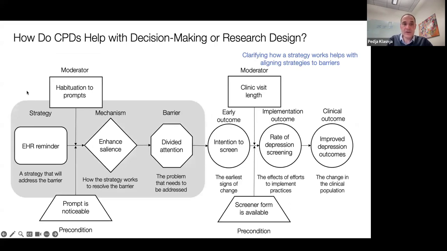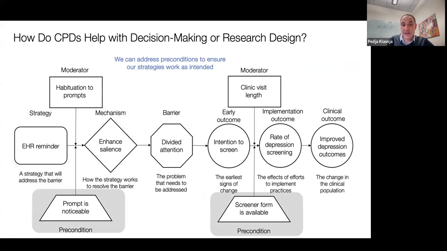So with these kinds of diagrams, you can answer a number of questions, right? The stem of the diagram can help us clarify how a strategy works, to help align strategies to barriers, right? So you can try to say, okay, can I make a plausible case that this particular strategy is going to affect this barrier? And so we've been thinking of this notion of mechanism as a key construct through which to make that claim, right? If you cannot come up with a plausible mechanism through which a strategy would address a barrier, that strategy might not be a good match for that particular barrier, right?